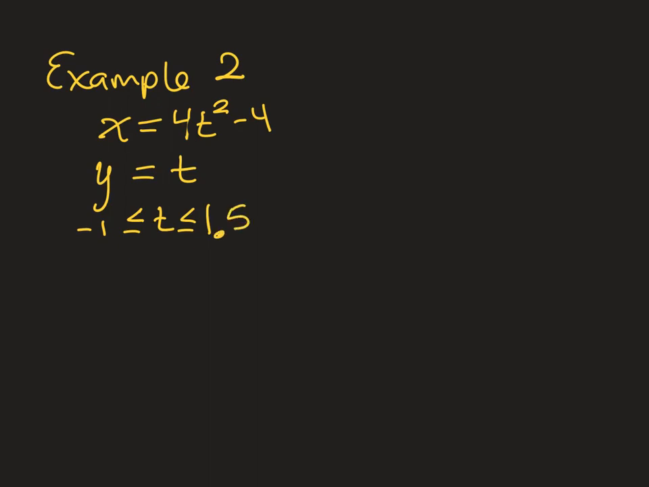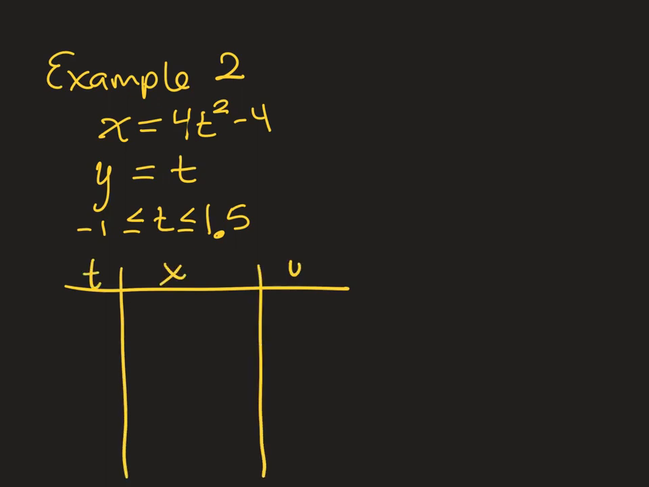So make my table again. T, x, y. We might need a calculator for this one. We'll see. But I'm going to go by halves this time because to go from -1 to 1, I only have 2 dots. So let's start at -1, -0.5, 0, 0.5, 1, and then 1.5. Let's try those and see what happens. So go ahead and pause the video, complete the table, and draw your graph.